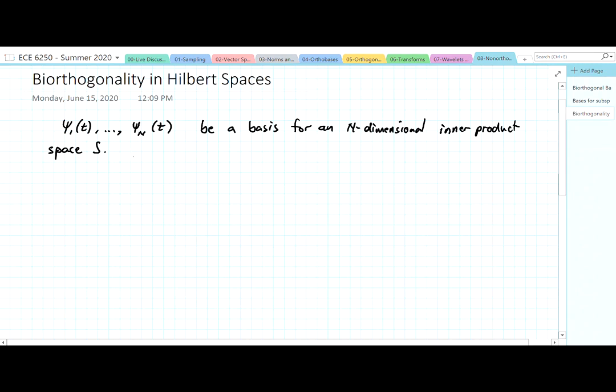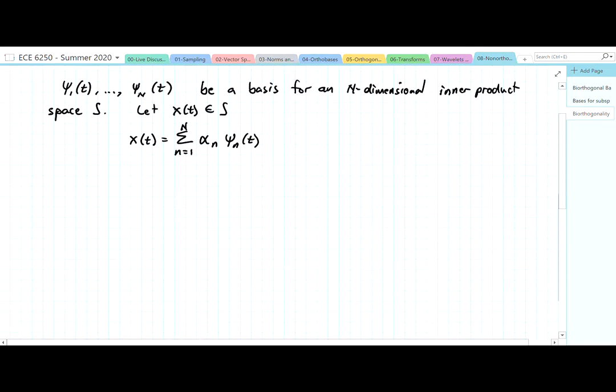Okay, now we'll choose x to be an arbitrary signal in that space, and we know that the closest point in S to x is, well, x itself, so we can just write x of t is equal to the sum of alpha n psi n of t, like this. And we've seen how to get our alphas.